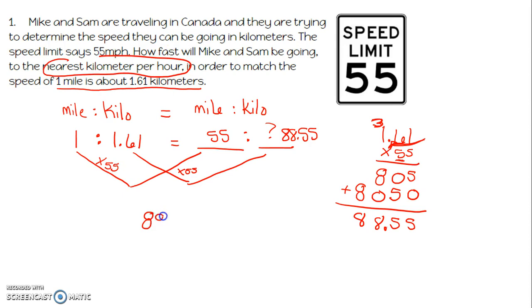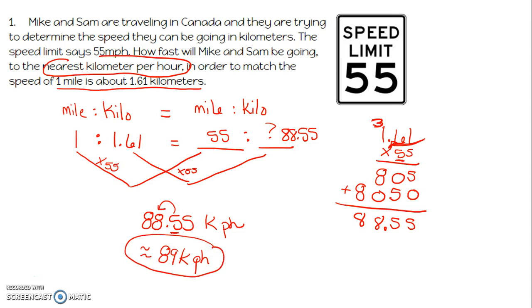So if you start with 88.55 kilometers per hour, and I want to round to the nearest kilometer, my question is, is this number closer to 88 or to 89? So if I look here, I can see that this will bump this up to an 89. So as I'm rounding, 88.55 is closer to 89 than 88. So it would be approximately 89 kilometers per hour that you'd be going. 89 kilometers per hour is the same as 55 miles per hour. I hope that helped.